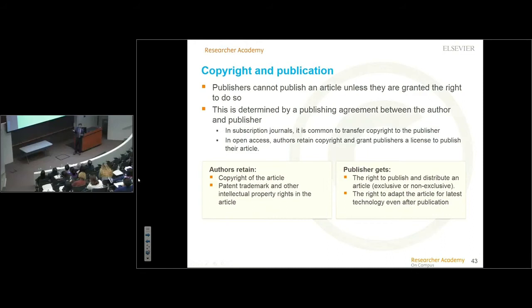There's two different flavors. In subscription journals, it's more traditional to ask the author to transfer the copyright to the publisher. Not all journals do this. Some just ask you to do the second version, which is licensing. You retain the copyright, but you give the publisher the express permission to publish the article, and it usually involves some other rights carried across.